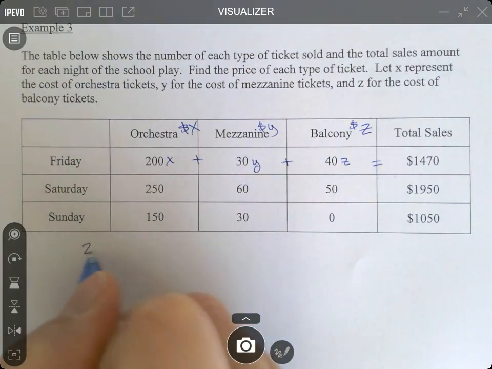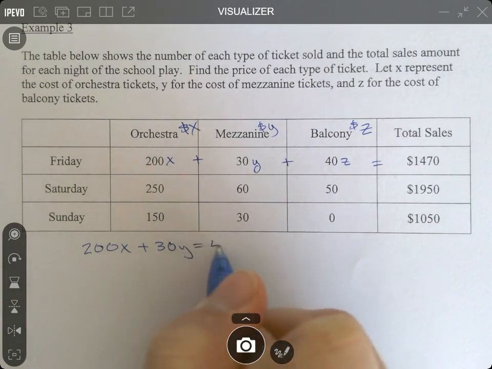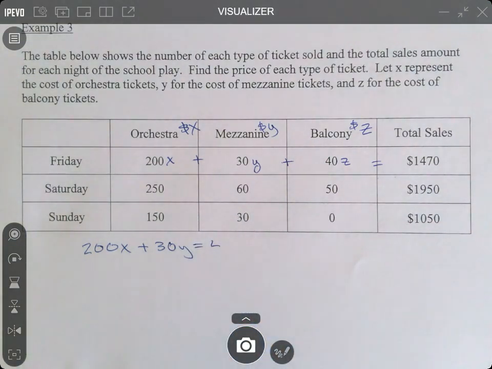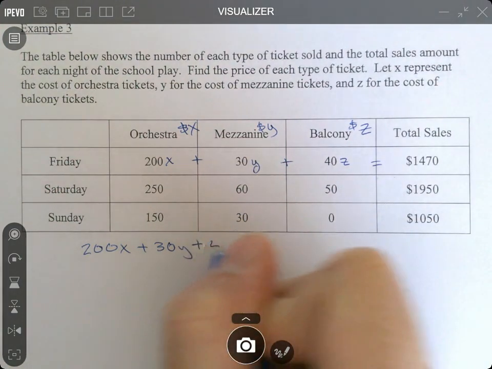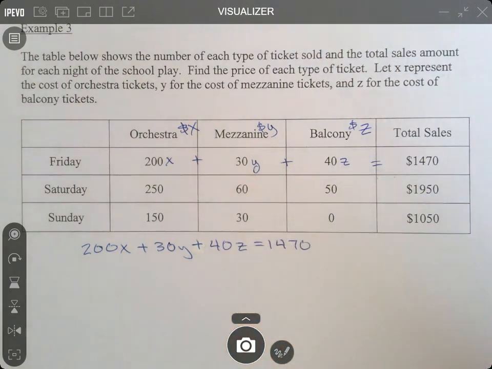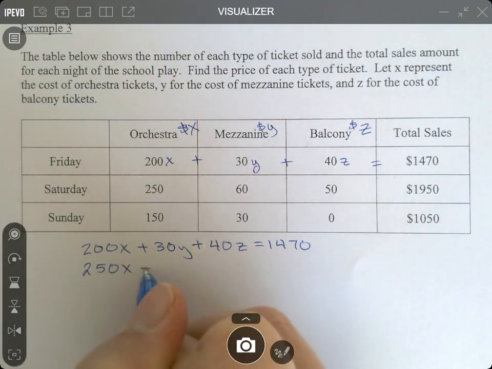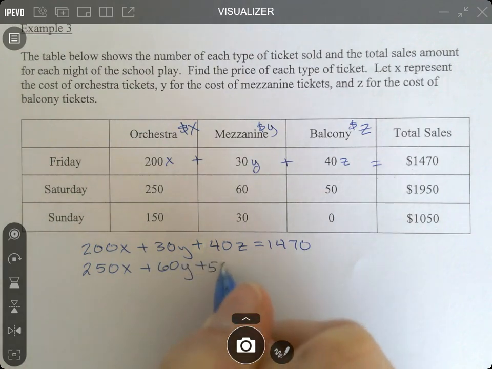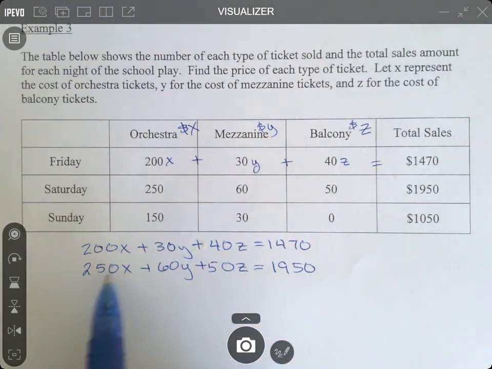Let's pull that. We have 200X plus 30Y, oh, sorry, not equals. What is it? Plus 40Z. And that equals 1,470. All right, then we're going to do it again. We have a quantity of 250 times the total money, plus 60 times the money for each ticket, plus 50 times the money for each ticket. And that's our total money together. So it's all the money brought in from each type of ticket gives us the total.